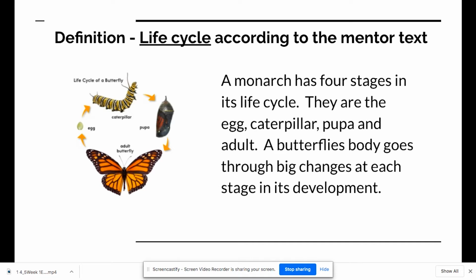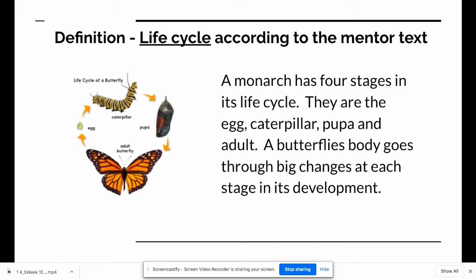Of course, our mentor text. It said it in a couple of places, both in the glossary where it defined it and within the text itself. So if you were taking notes, you might have something like this. A monarch has 4 stages in its life cycle. They are the egg, caterpillar, pupa, and adult.